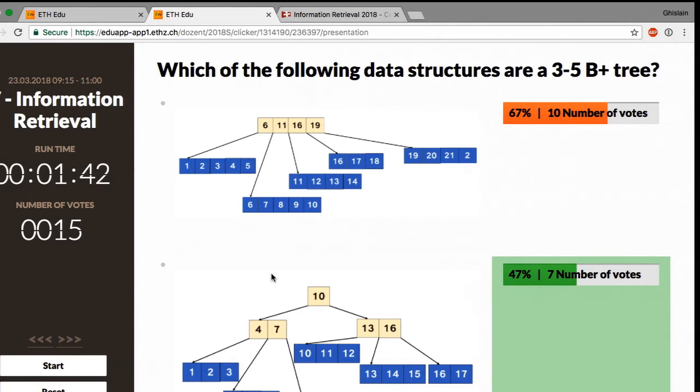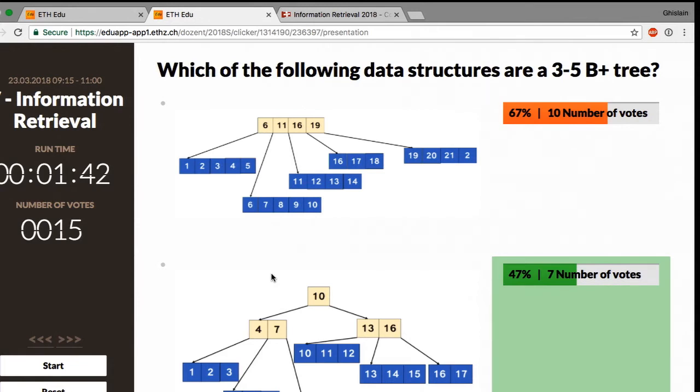So we can have between 3 and 5 children. So here we have 5. Note that for the roots, it's okay if it has less. But here we have 5 children. But this condition is equivalent to saying that we have between 2 and 4 keys on every node.